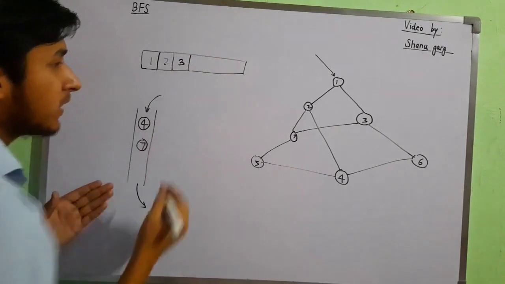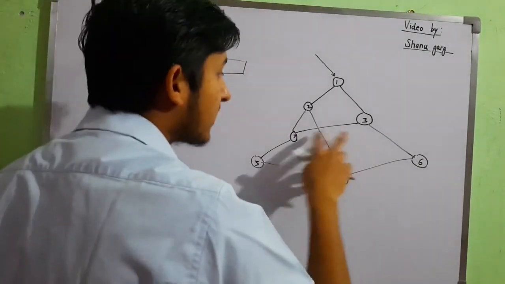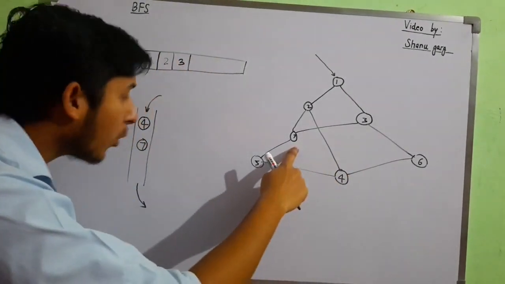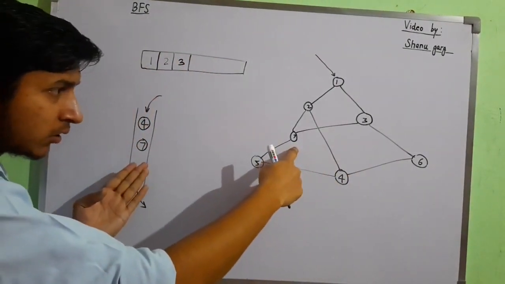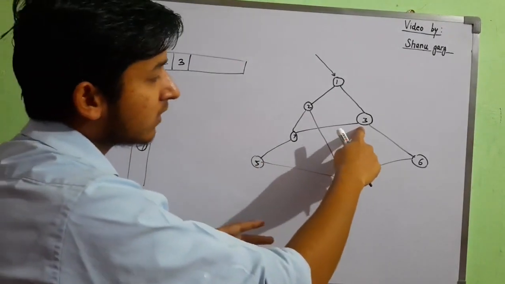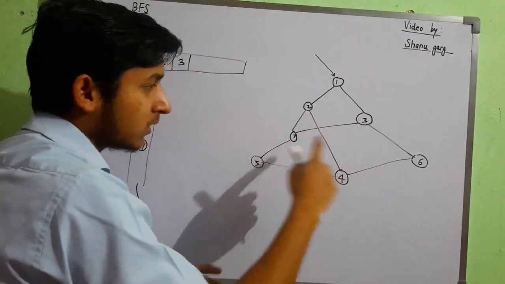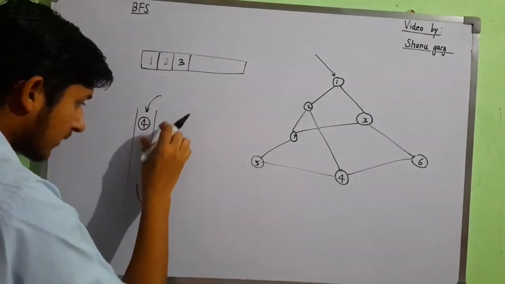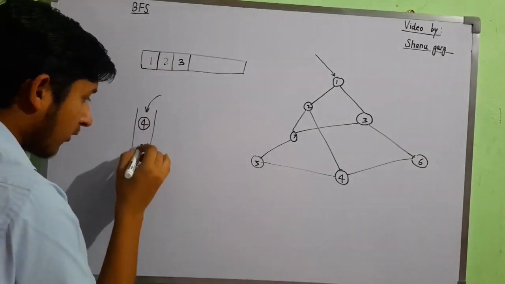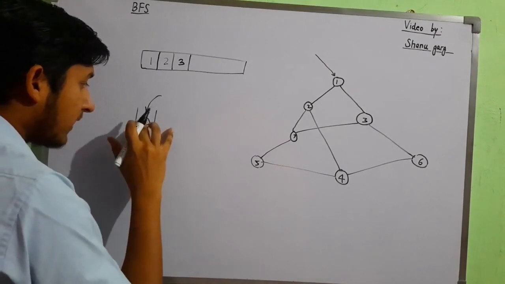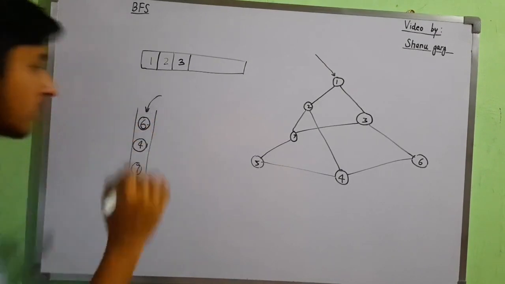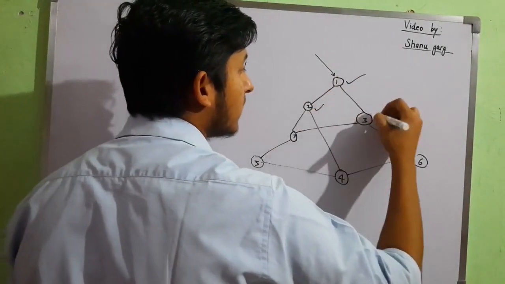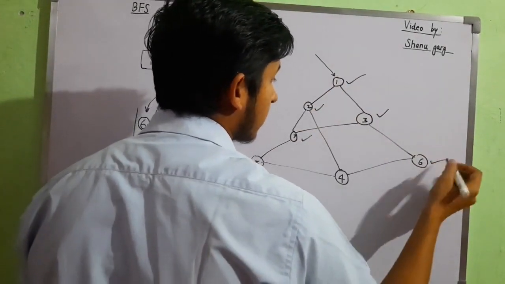Okay, so 3 said, okay sir, I had just 2 children, 7 and 6, but because 7 is already available here, it will say, sir, I had just 2 children, you got one of those already, so I'll just send the next one. So 7 will shift ahead, 4 will shift ahead, and 6 will be introduced. Now we have explored this, this, this, this, this.